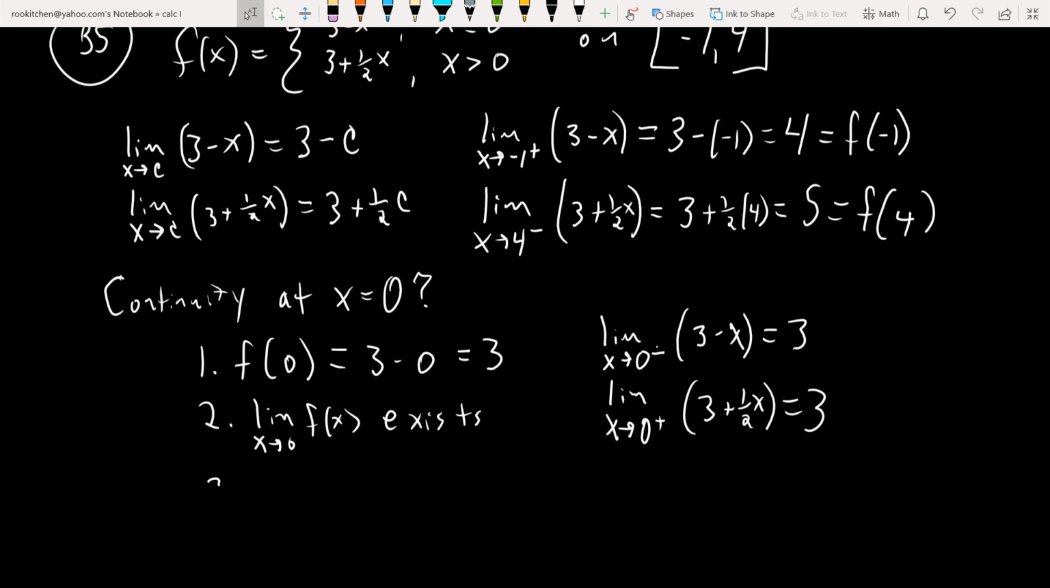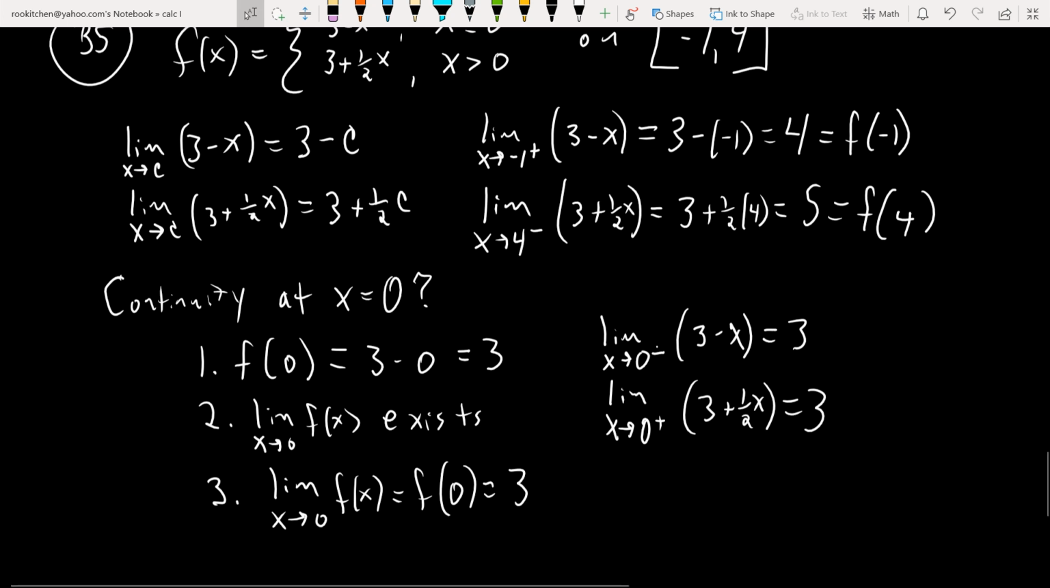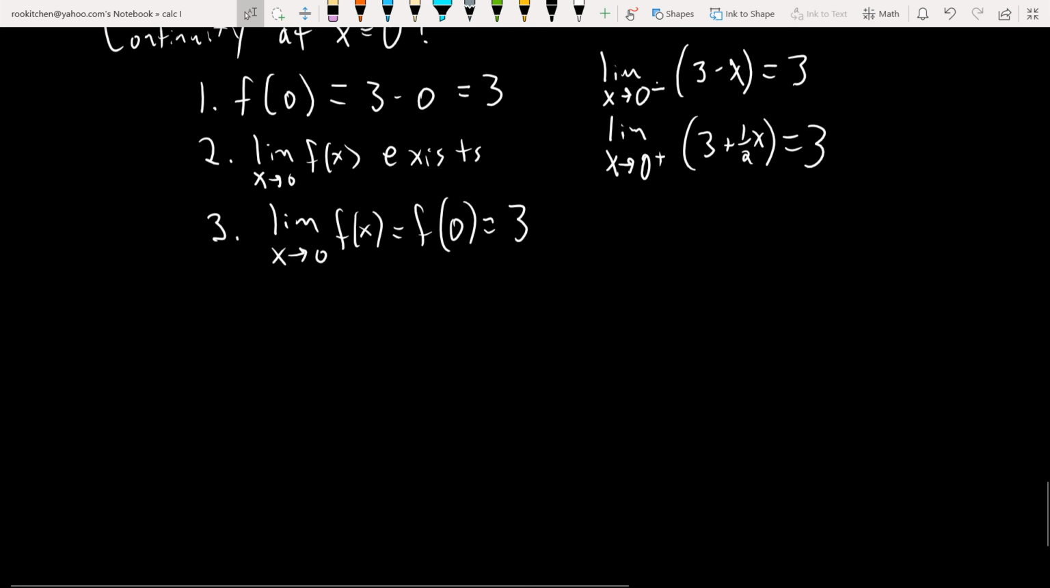And then thirdly, I need to make sure that the limit as x approaches 0 of f of x actually equals f of 0. And of course it does in this case. It'll just be 3. So one thing I've been using in the background here, which may or may not be obvious, is that if the limit from the left and the limit from the right are the same, then the limit exists, and the limit is equal to that number that the two limits are equal to. So where do I get that from? I do not pull things out of thin air.